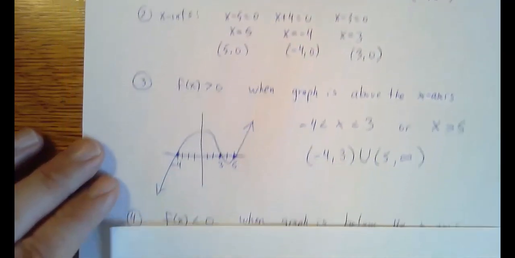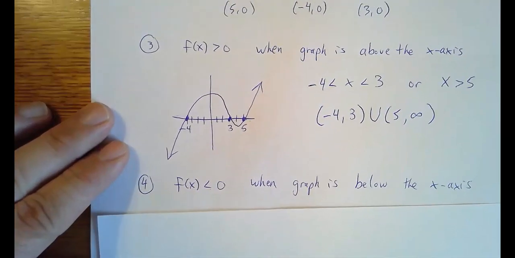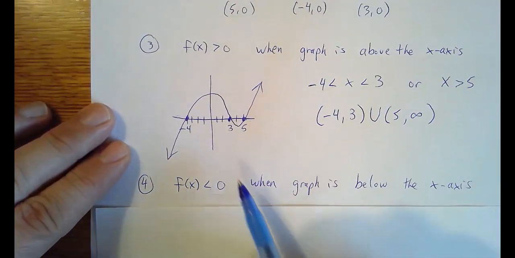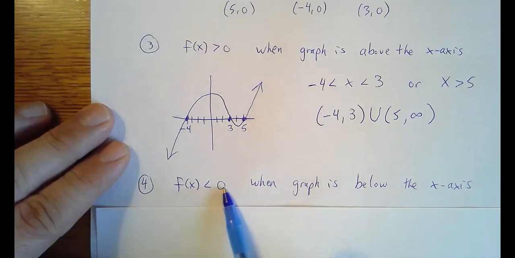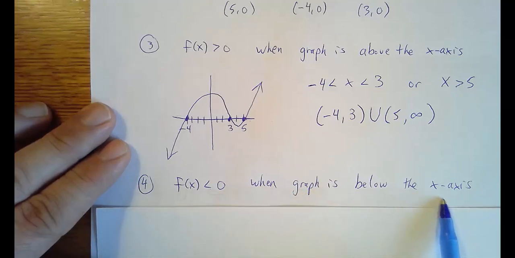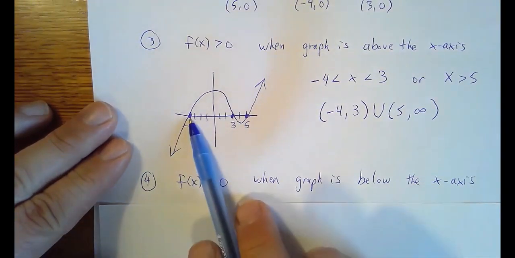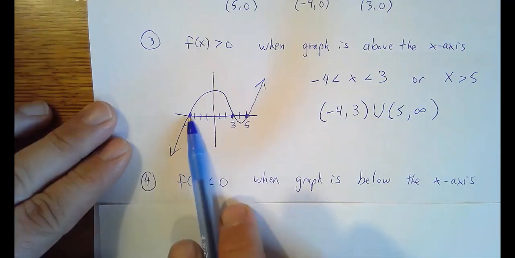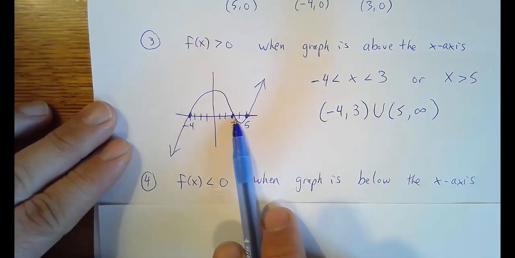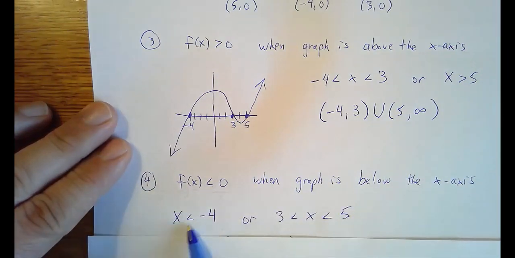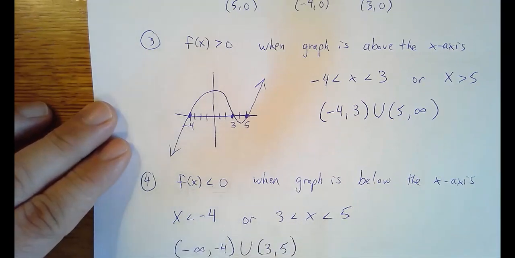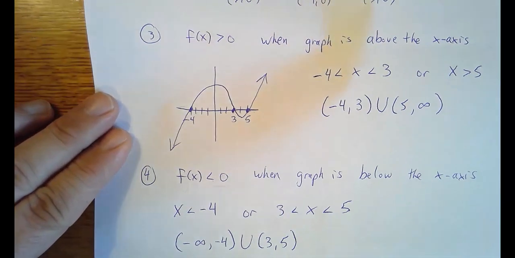The last part of this question asks us to solve the inequality f of x less than 0. This is conversely when the graph is below the x-axis. Again, the y-coordinates will be negative, the y-coordinates will be less than 0, and the graph is below the x-axis. So from this graph, we see this occurs when x is less than -4, and when the x values are between 3 and 5, the graph will be below the x-axis. So x is less than -4, or x between 3 and 5. In interval notation, this looks like -infinity to -4, union 3 to 5.